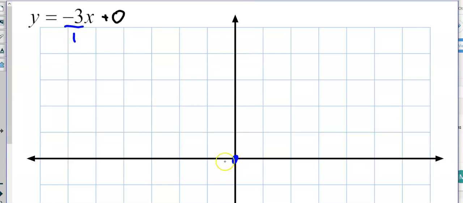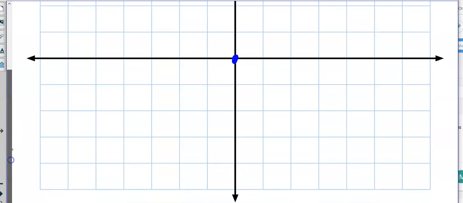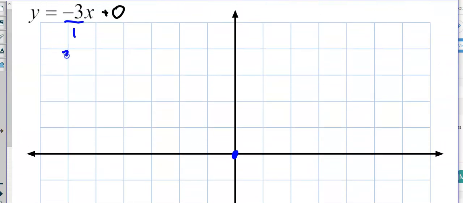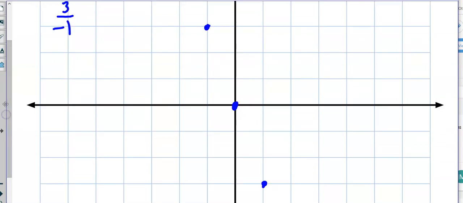So you have a choice. You could either go down 3, 1, 2, 3, and over 1 to the right. Or you could consider this the same thing as 3 over -1, and go up 3, 1, 2, 3, and go over 1 to the left. But once you have enough points, you're going to go ahead and draw that line. You got it.